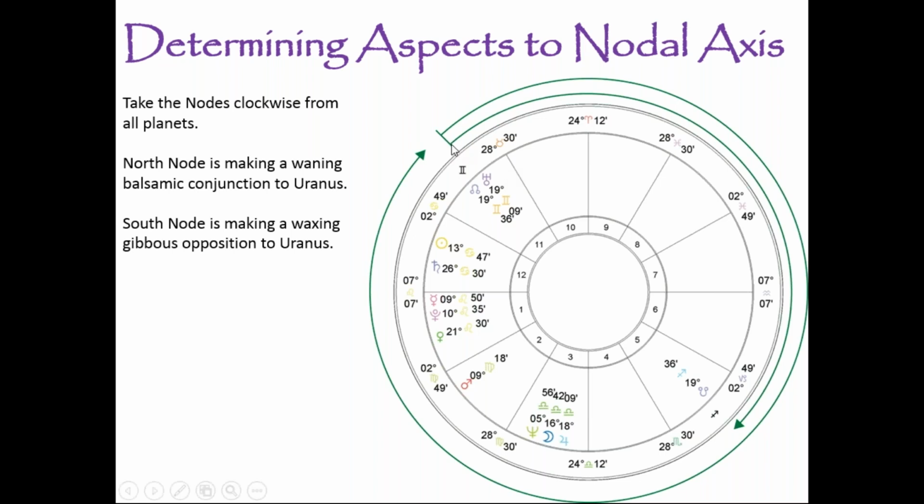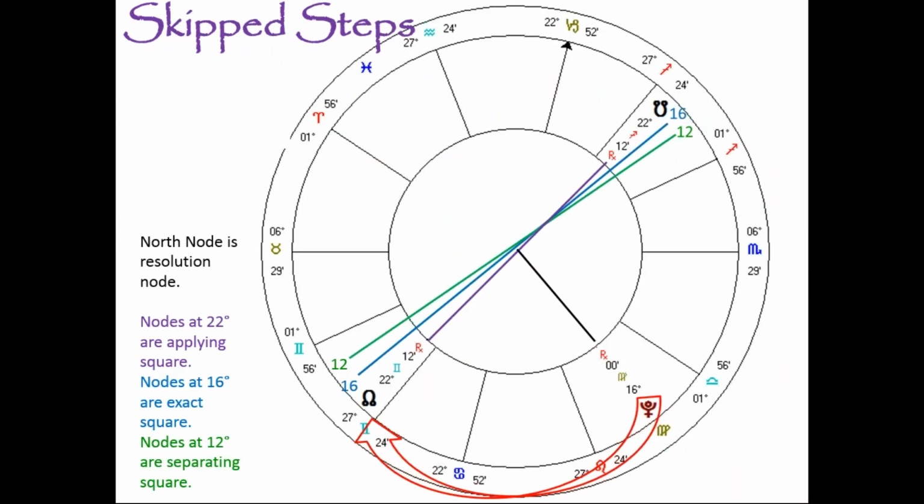Looking at it from Uranus and the south node, again, you start with the planet. You go clockwise, reversing through the signs and houses, and the south node is a gibbous opposition to Uranus. It's approaching an exact opposition. If we had the south node over here at 15 degrees Sag, it'd be a full phase opposition to Uranus. All right, clear in regards to that?